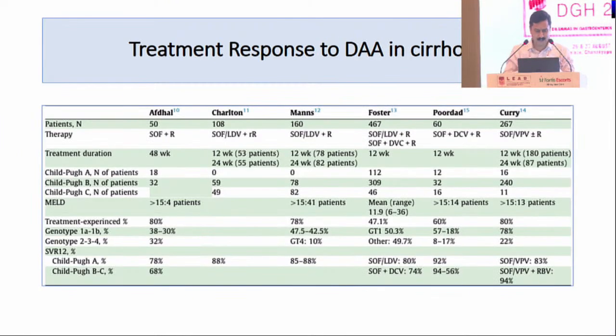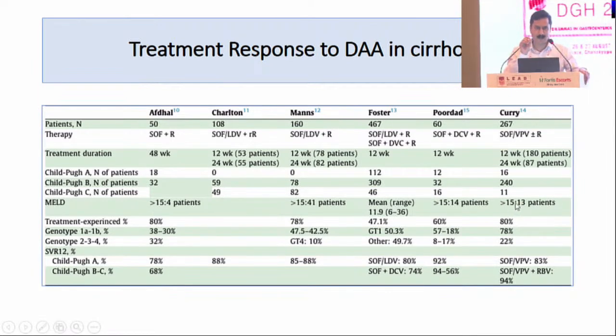So let's look at this data in decompensated cirrhosis. The treatment response to antivirals is very good, we all know this, varying from 80 to 94%. The recent data on SOF-Velpa and ribavirin shows that the response to treatment is more than 94%. But look at this, the number of patients with Child C cirrhosis in all these studies is very small.